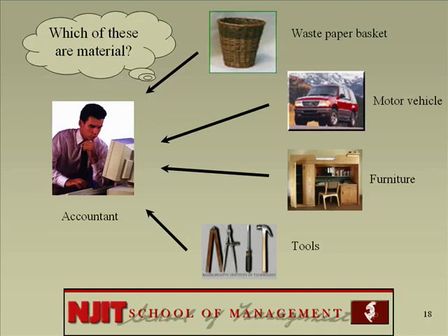Are motor vehicles considered material? Yes. So they're considered as assets and shown on a company's records. Furniture? Yes. Material. So they're shown as assets on a company's records. How about tools? The chances are you don't want to waste time and effort recording them, computing depreciation, and so on. Tools aren't material, so when you buy tools, it's expensed immediately.